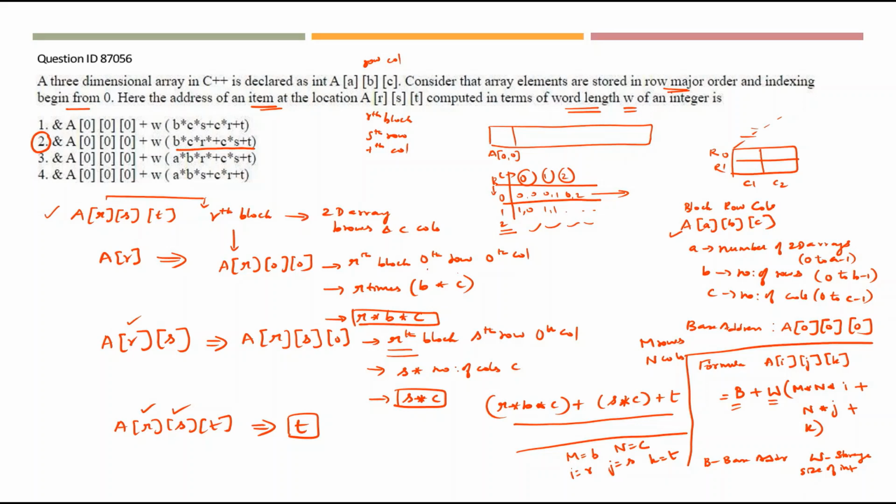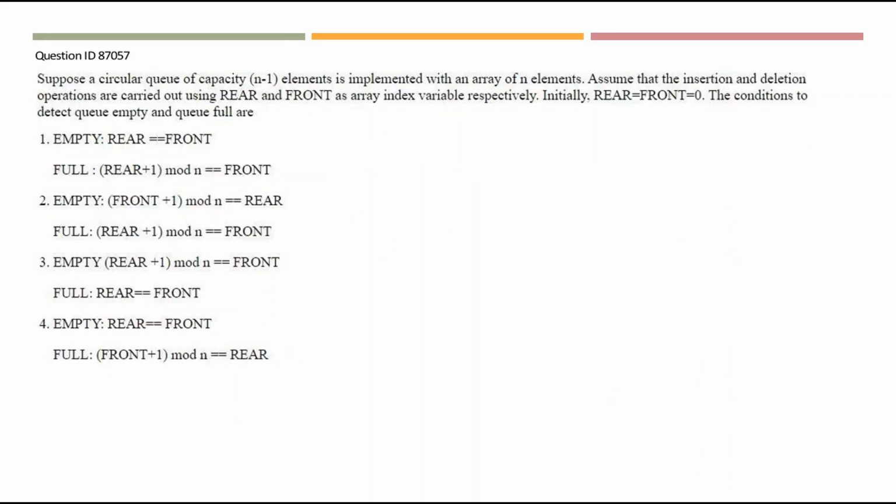Instead of base address, they have given ampersand of 0th index, and instead of small w, here it is capital W. Next question. Suppose a circular queue of capacity n minus 1 elements is implemented with an array of n elements. Assume that the insertion and deletion operations are carried out using rear and front as array index variable respectively. Initially, rear is equal to front is equal to 0. The conditions to detect queue empty and queue full.